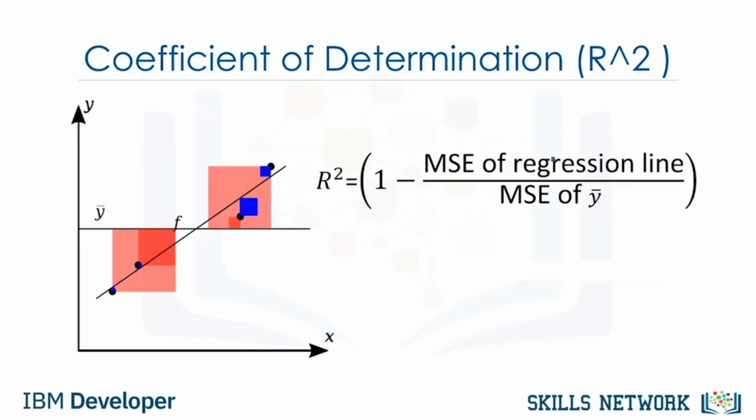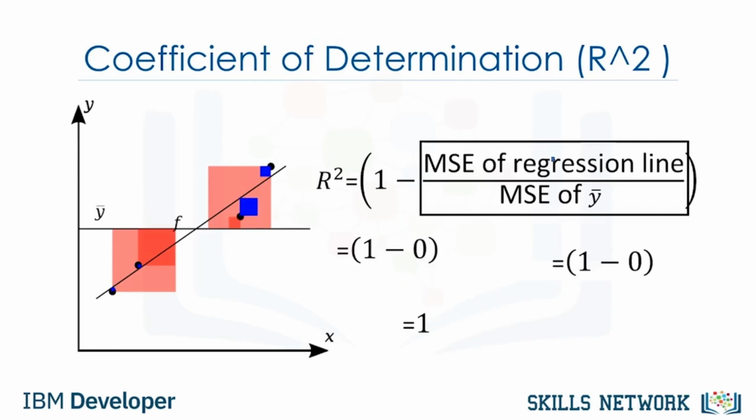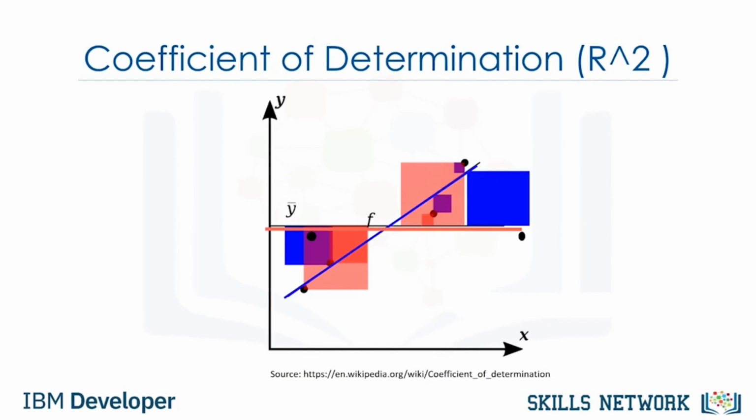If we plug in this value from the previous slide for r squared, we get a value near 1. This means the line is a good fit for the data. Here is an example of a line that does not fit the data well.